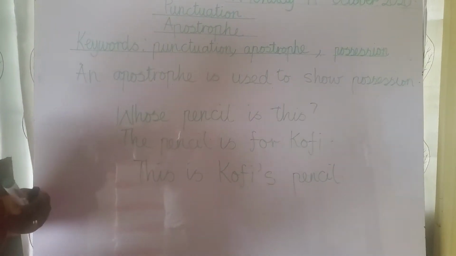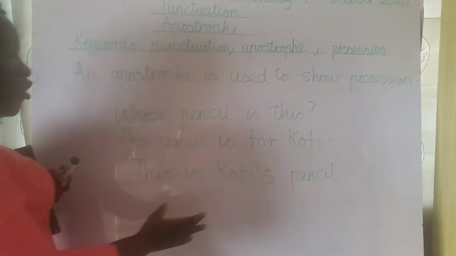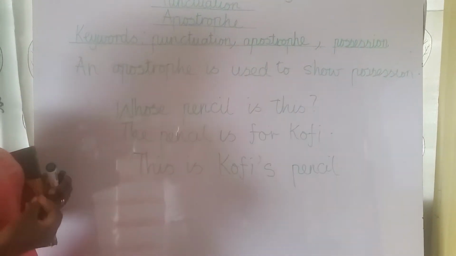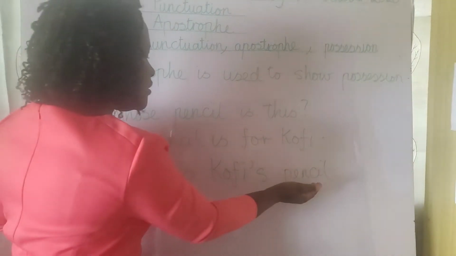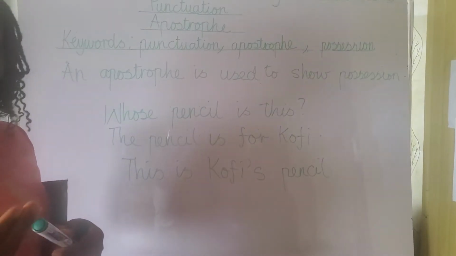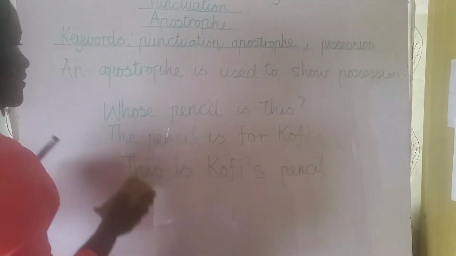I hope you understand me. So Kofi's pencil shows possession. It shows that this pencil belongs to Kofi. Is that okay? Let's have another sentence.